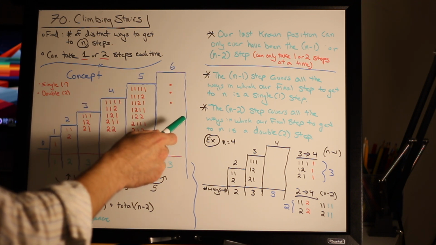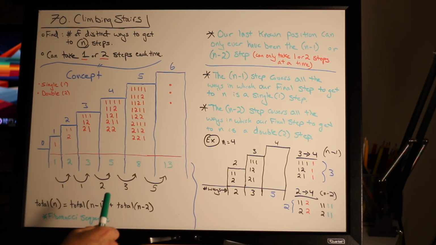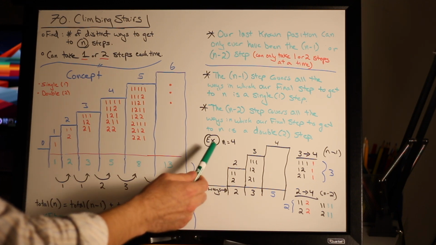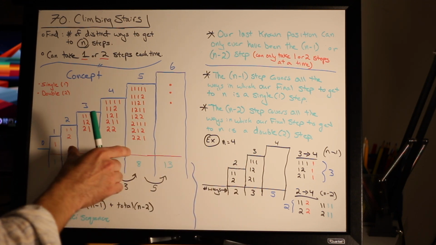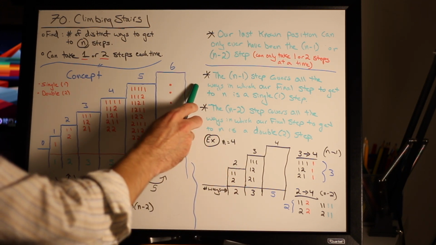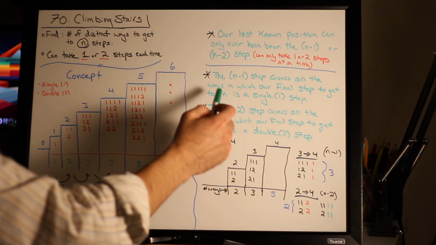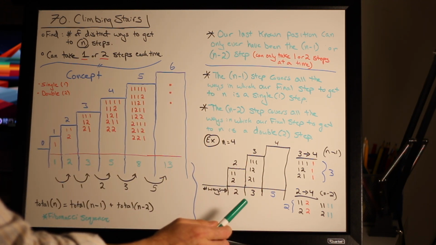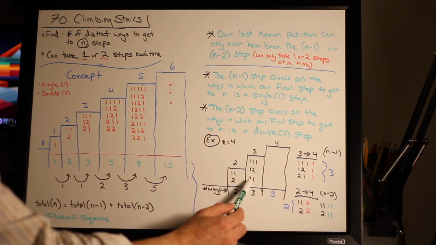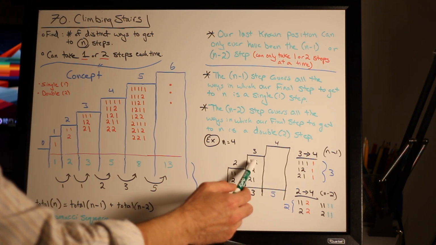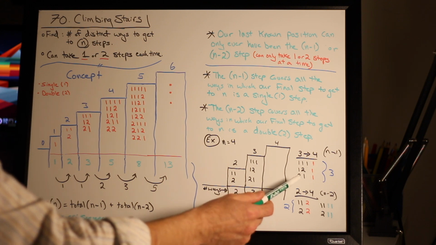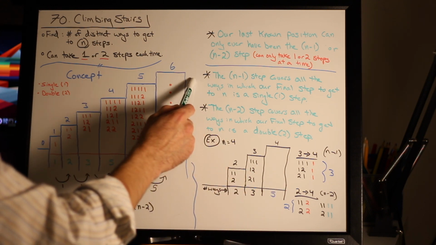The second point is the n minus second step covers all the ways in which our final step to get to n is a double step. Let's explore this example here of n equals 4. So this diagram is the same as here, just shrunk down for steps 2, 3, and 4. So let's first explore the first law, which is the n minus first step covers all the ways in which our final step to get to n is a single step. So looking from 3 to 4, let's write down all the ways we can get to 3: 1, 1, 1, 1, 2, and 2, 1. Now, we can just add a single step at the end, which is the final step, to get to 4. And so this holds true.